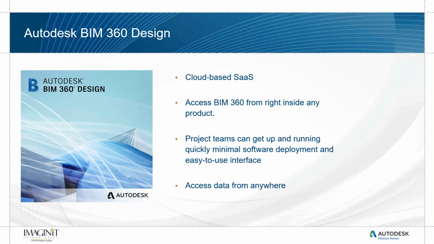So, some of the differences: Vault is designed to be a behind-your-firewall type of solution. That doesn't mean you cannot host it in Azure or on an Amazon EC2 instance. However, it is meant to be a behind-your-firewall type of solution. BIM 360 design is the opposite of that. It is cloud-based. It is what we call software as a service, meaning that you subscribe to the system.